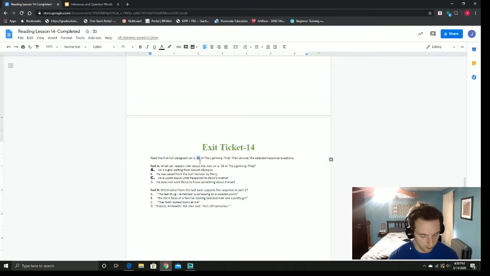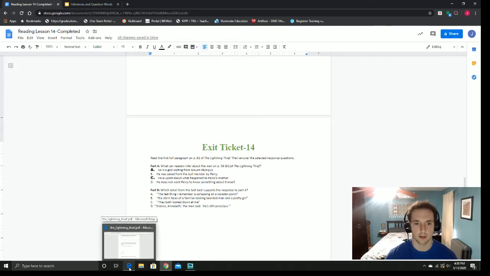All right, 61. Oh man, page 56, so it seems like we're just adding 5 pages to everything. 61 of The Lightning Thief. So what can you infer about the man that appeared on page 61 of The Lightning Thief? I'm going to point back to the text that you can look at, then you answer your question, pause it and come back, and then we'll talk about it.